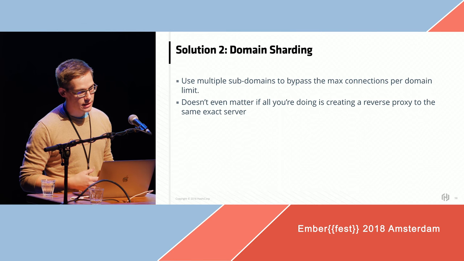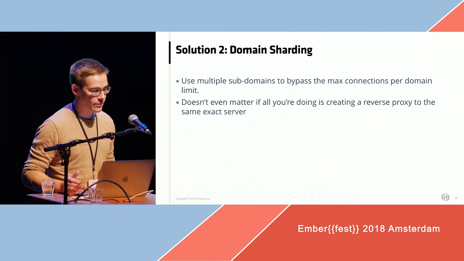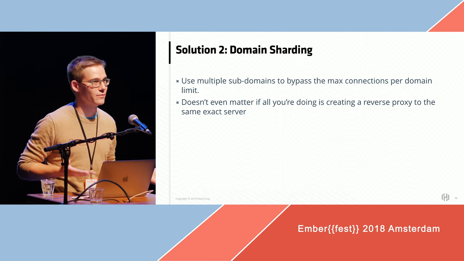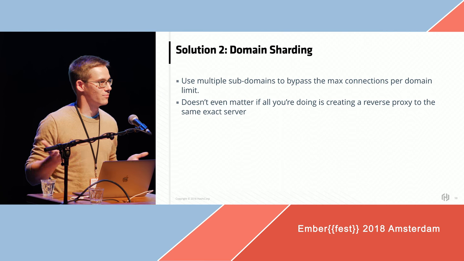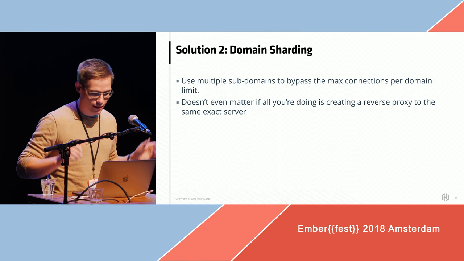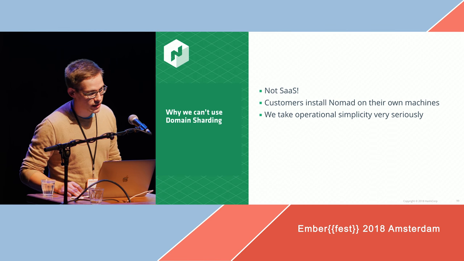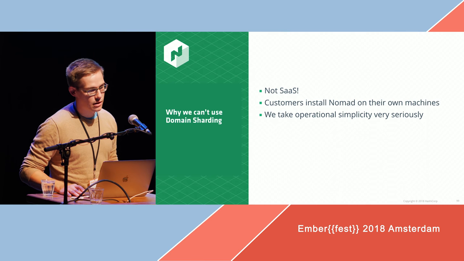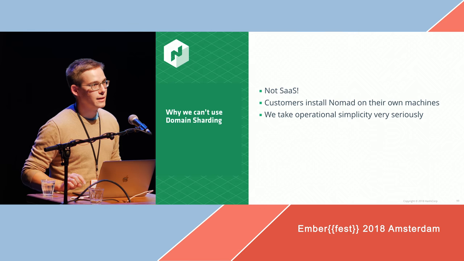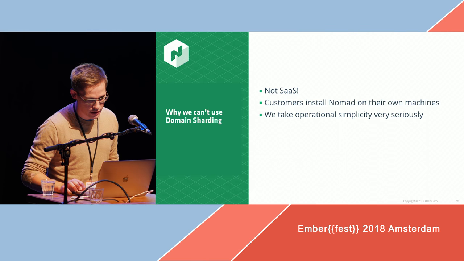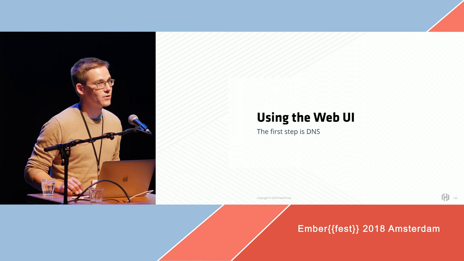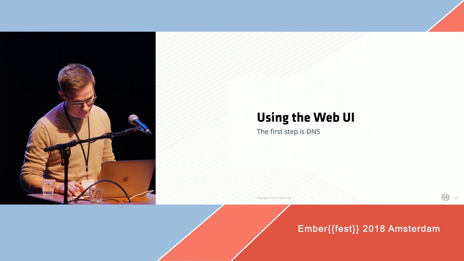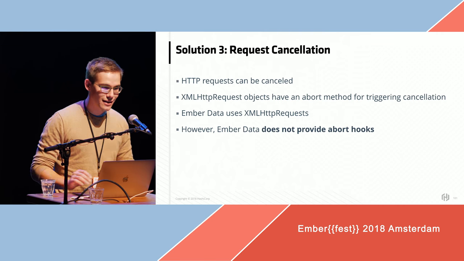We could also use domain sharding, which is a little older school of a technique, where you use multiple subdomains to bypass the max connections per domain limit. And it doesn't even matter if all you're doing is creating a reverse proxy to the same exact server, which is kind of what the RFC is trying to make you not do, but whatever. Unfortunately, we also can't do that because Nomad isn't SaaS. Our customers run Nomad on their own machines, and we take operational simplicity very seriously. If the getting started guide for using the web UI read like this, using the web UI, the first step is DNS. I think we have a lot of things to reconsider. Okay, so what else have we got?